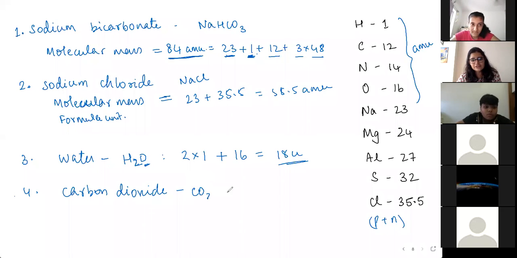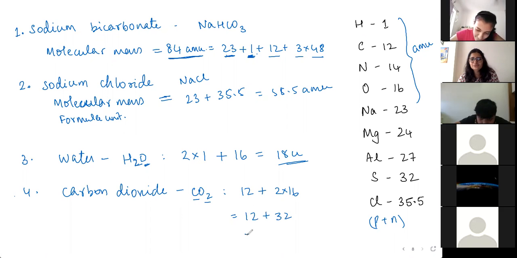Carbon dioxide is CO2. One carbon and 2 oxygens, so carbon is 12 plus 2 times oxygen. So what would be the total? Samriddhi, you need to check your addition. Yes, ma'am, that was a typo. Okay. So 12 plus 32 will be 44 AMU. Cool.